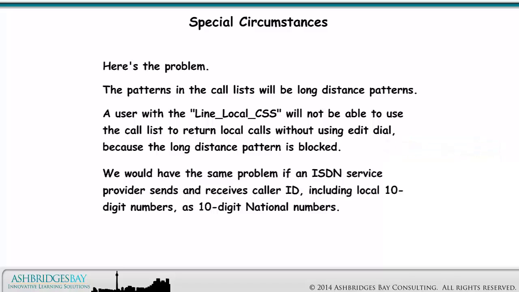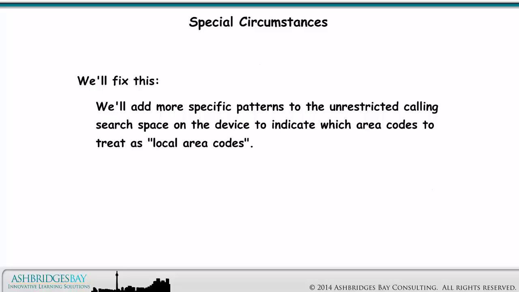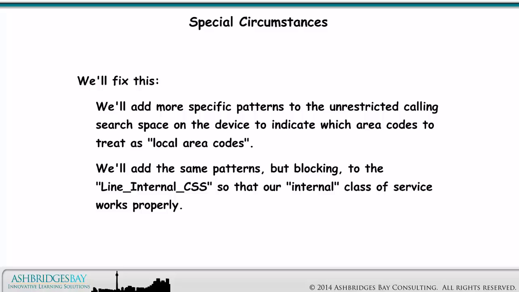local calls without using edit dial because the long-distance pattern is blocked. We would have the same problem if an ISDN service provider sends and receives caller ID, including local 10-digit numbers as 10-digit national numbers. We'll fix this. We'll add more specific patterns to the unrestricted calling search space on the device to indicate which area codes to treat as local area codes. We'll add the same patterns but blocking to the line internal calling search space so that our internal class of service works properly.